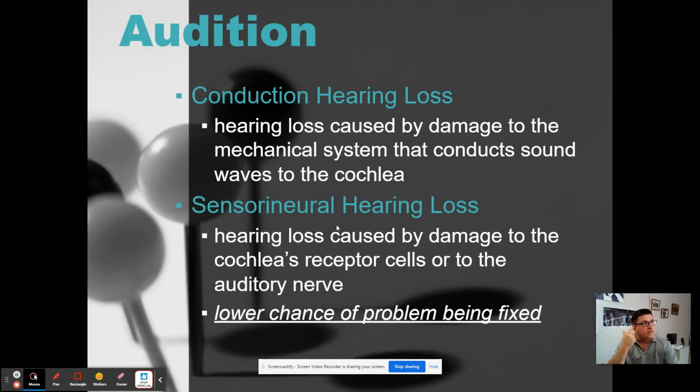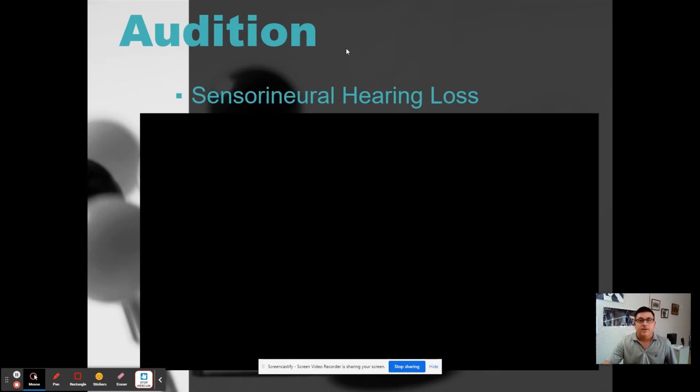Much more complex, neural. It has a lower chance of being fixed, but technology is definitely addressing that, and we can do a much better job of fixing sensorineural hearing loss today.